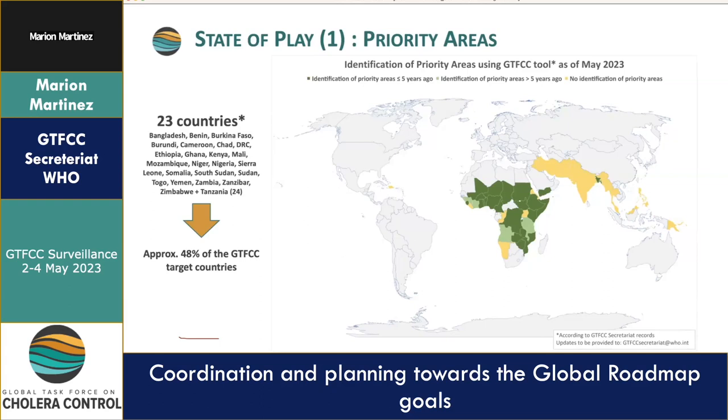One comment on that: on my slide you can see that I've put 23 countries and also plus Tanzania at the end, making it 24. Just explaining out loud, Tanzania performed the priority areas identification exercise just before the first GTFCC methodology was out. That's why I've made this little tweak, just to make sure that we were being fair in terms of the countries involved in the exercise. I wanted to highlight that this represents approximately 48% of the GTFCC target countries.